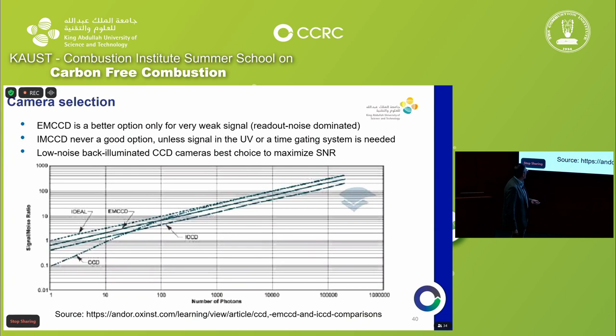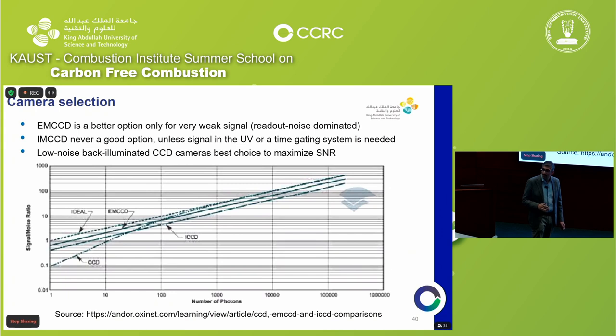Now look at this diagram. That's really just from the ANDO website. So this is signal to noise ratio. If we want to do measurements in a turbulent flame, your signal to noise ratio really should be 20 or above, okay? Because 20 means a standard deviation of 5% in your measurement. So you want to be around this area.